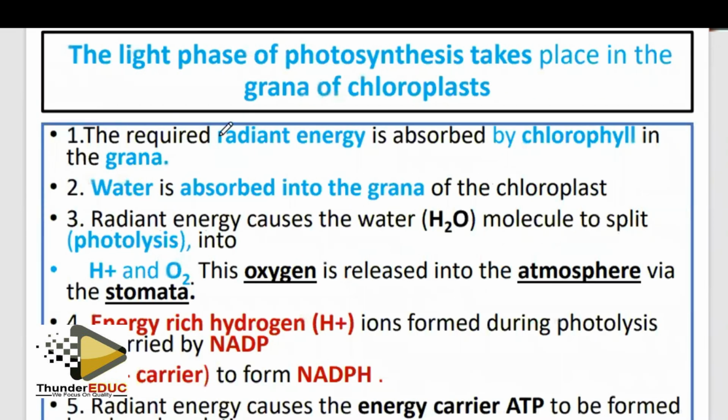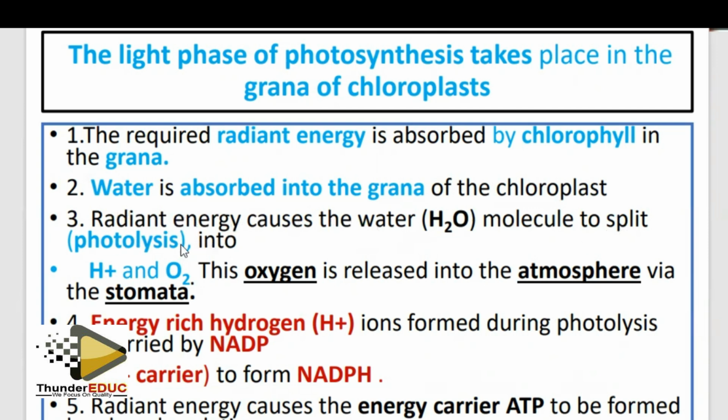So that we are saying that in the light dependent phase, the required radiant energy is absorbed by the chlorophyll in the grana or the thylakoids. Water is then absorbed into the grana of the chloroplast. What happens? The radiant energy, the energy from the light coming from the sun, will be used. The radiant energy causes the water to break down, meaning to split. That process of water splitting into hydrogen ion plus oxygen, we call it photolysis.